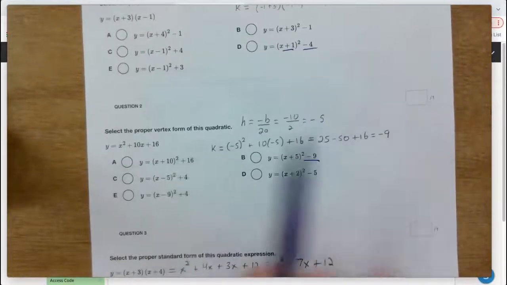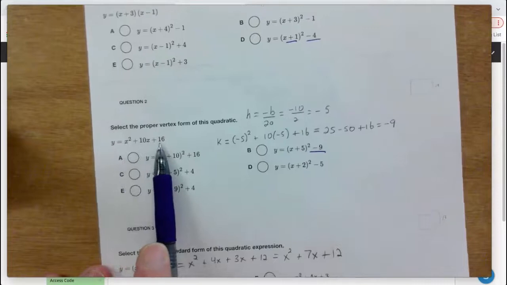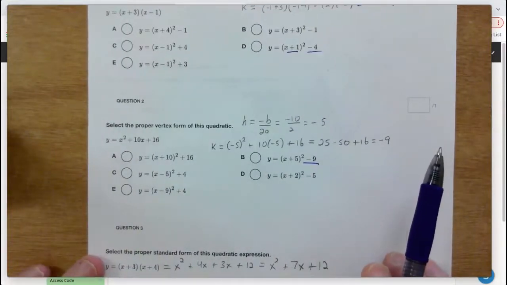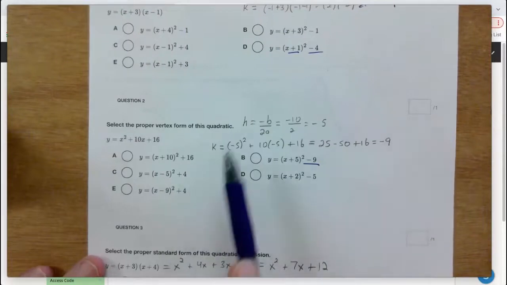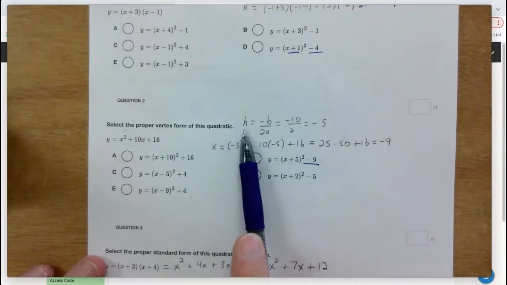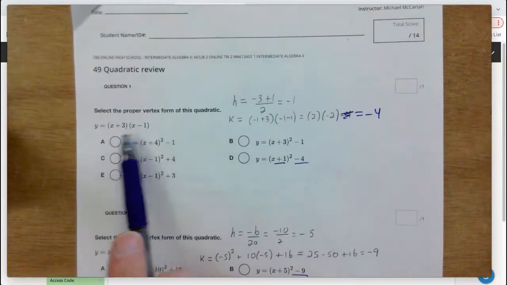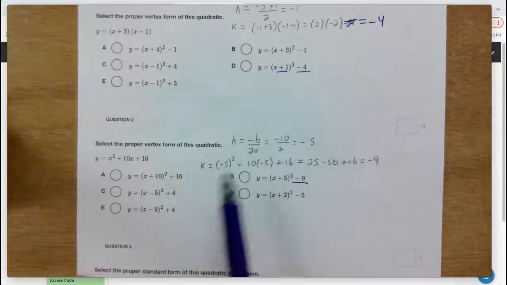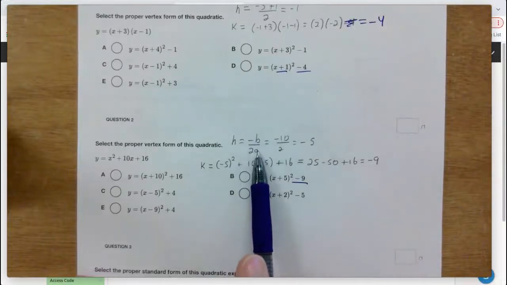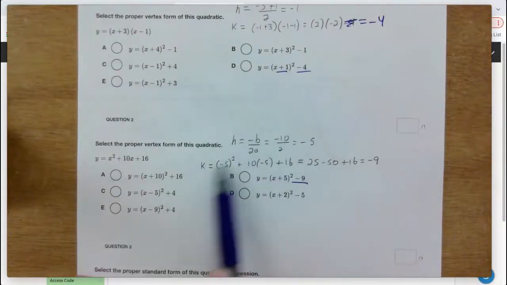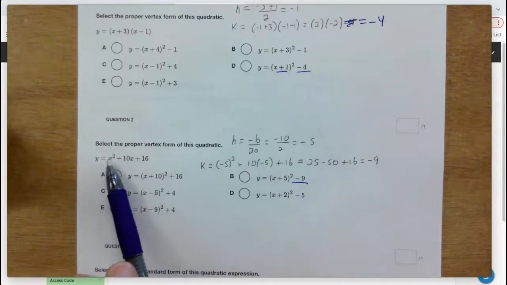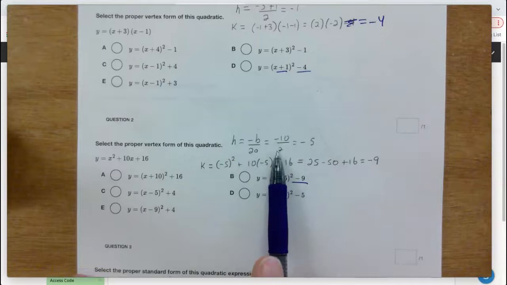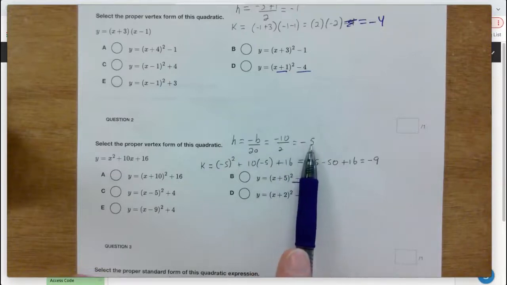Again, this time you're given standard form, go to vertex form. You have to find the vertex to get it in vertex form. But in this case, you have to find the h. It's not what's in between the intercepts, because you don't know the intercepts. You know the formula, -b over 2a. The b is 10, and the a is 1. So 2 times 1 is 2. -10 divided by 2 is -5.